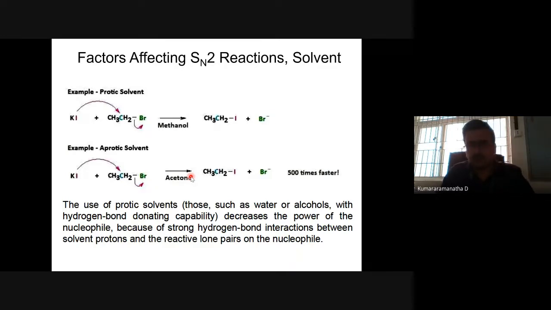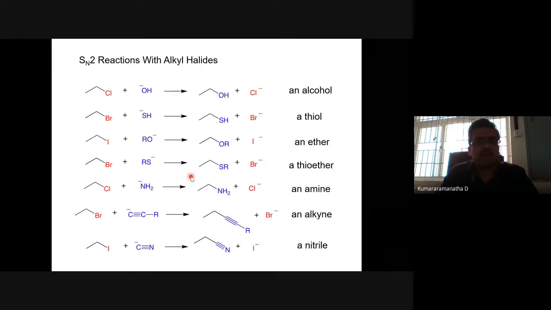So these are some interesting points. Using substitution reactions, especially SN2, we can make a wide variety of molecules like alcohols, thiols, ethers, amines, alkynes, and nitriles. Whatever compound you want, use the nucleophile, replace, and accordingly you get it. So this is the generalized scheme with respect to various alkyl halides.